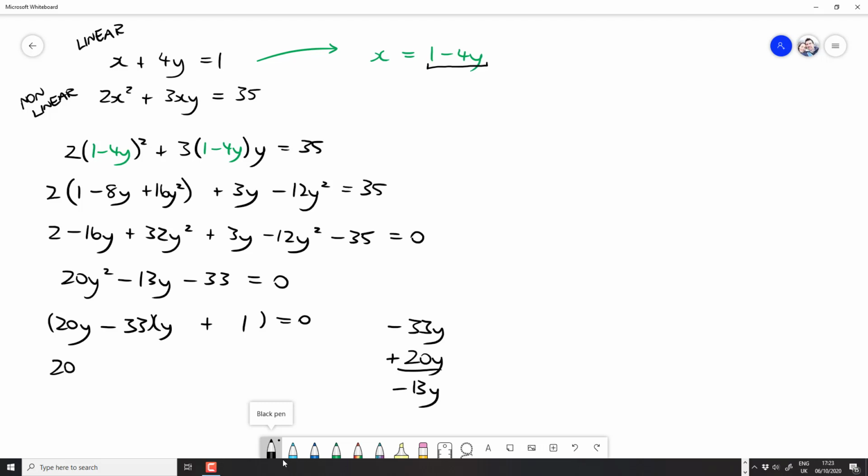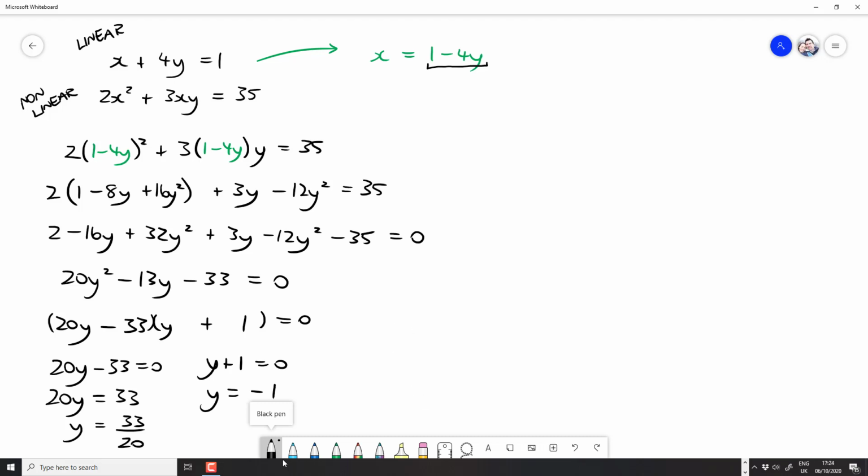To solve the equation, then I'm going to let each bracket equal 0. So I have 20y minus 33 equals 0, in which case 20y equals 33, and our first value of y then is 33 over 20, and I'm going to leave it as this top heavy fraction. The second bracket is easier to solve for, so y plus 1 equals 0, which means that y equals minus 1. Now that I have my 2 y values, I'm going to sub these back into the linear equation from before, x equals 1 minus 4y, and find the corresponding x values.